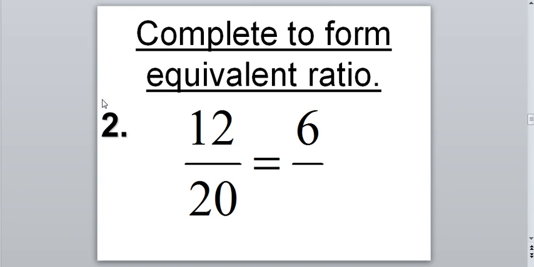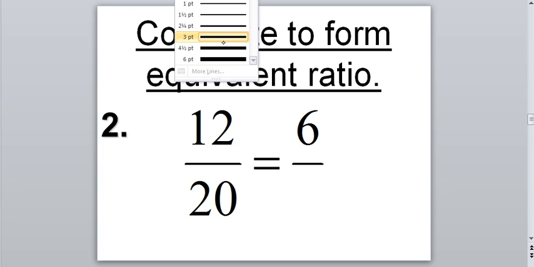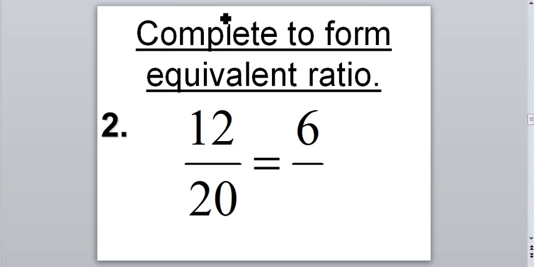Likewise, we have 12 compared to 20. We want to compare it to 6 out of how many is the same thing. 12 divided by 2 is 6. 20 divided by 2 is 10.